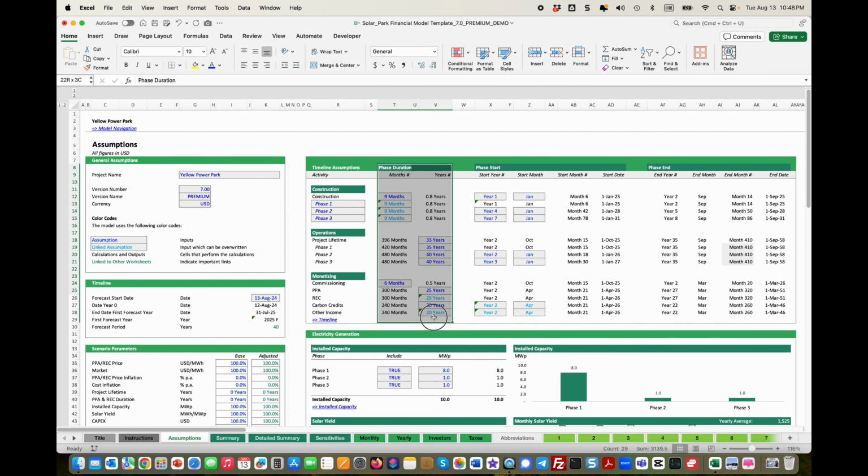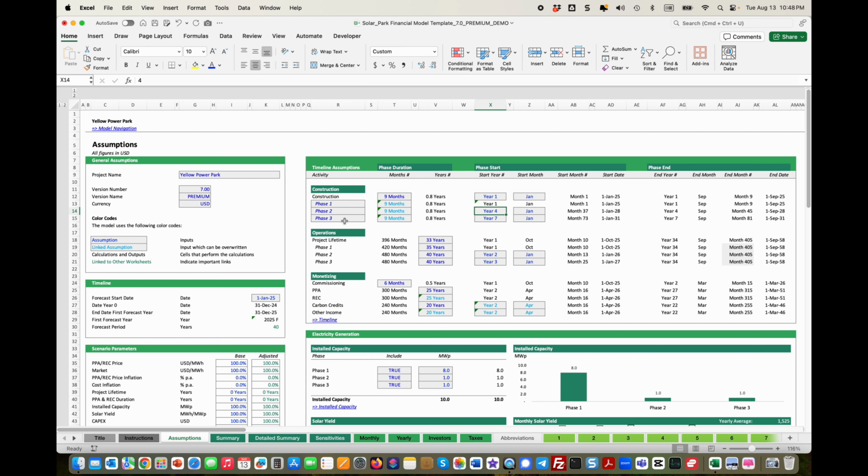Here is always the duration. So let's say this takes 8 or 9 months. We start in year 1 in January. This actually would make more sense if I change the starting date of the forecast to January. So this is then basically in the first months that the construction starts, and means we finish construction by September. And this is for phase 1.